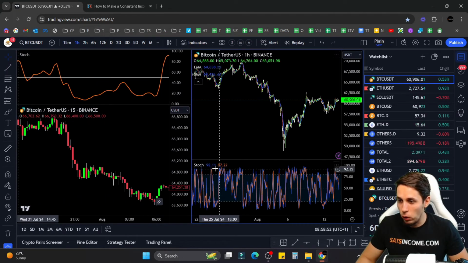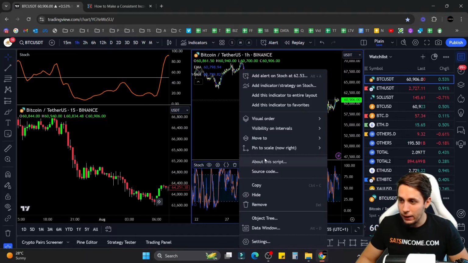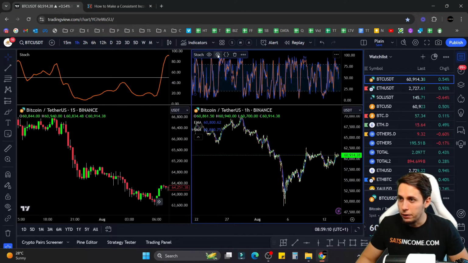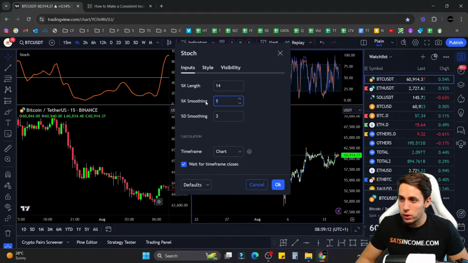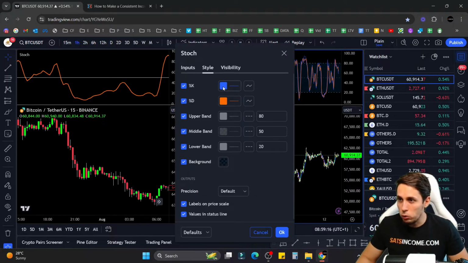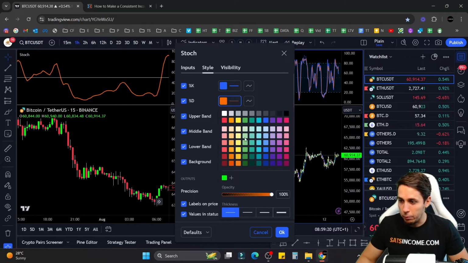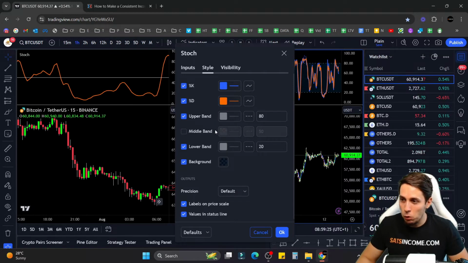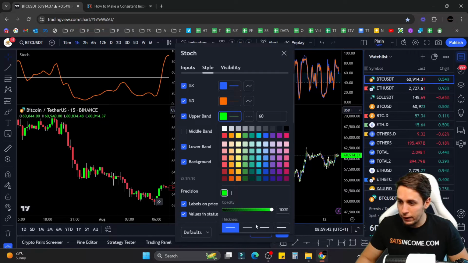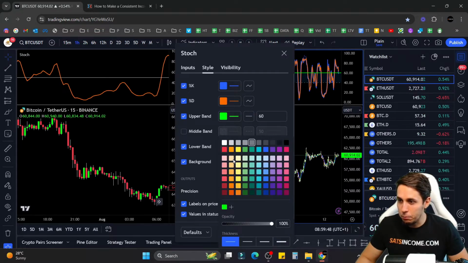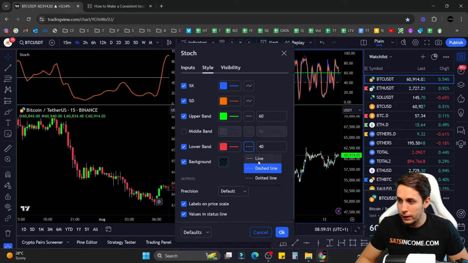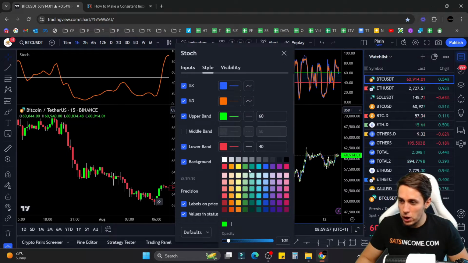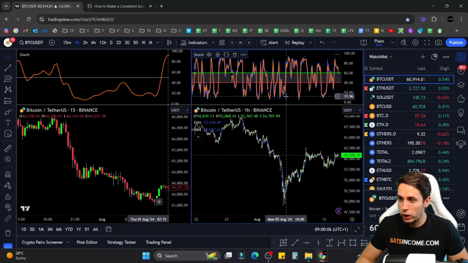Now let's move to the right one. We're gonna move the stochastic again and then move it on top of the chart. Then go to the settings, go to inputs, change the smoothing to 3, go to style, make percentage K thicker. Make percentage D thicker, hide the middle band, change the upper band to 60, change the lower band to 40, make the upper band green and make it a solid line and make the lower band red and make it a solid line as well. The last thing is to change the background to something neutral like gray and increase the opacity a little bit. Hit OK. That's for the stochastic.